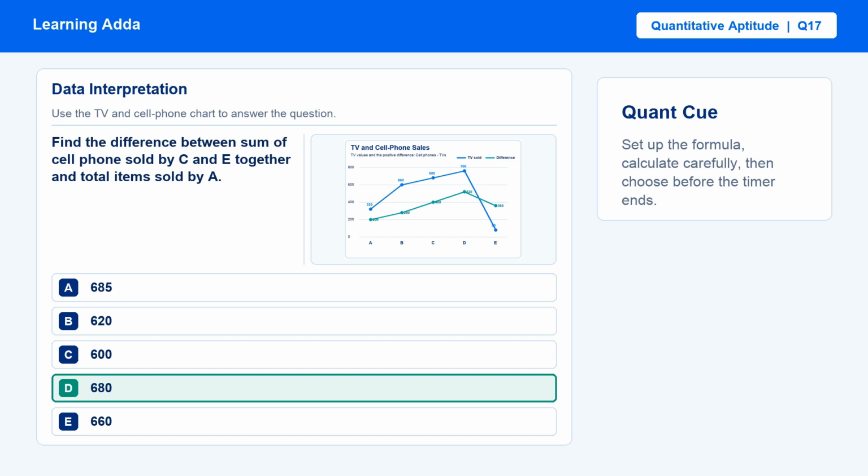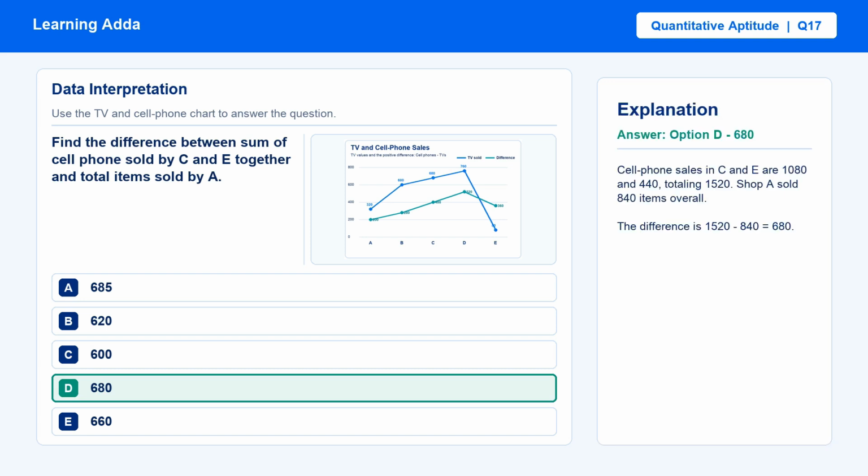The answer is option D, 680. Cell phone sales in C and E are 1080 and 440, totaling 1520. Shop A sold 840 items overall. The difference is 1520 minus 840, which is equal to 680.